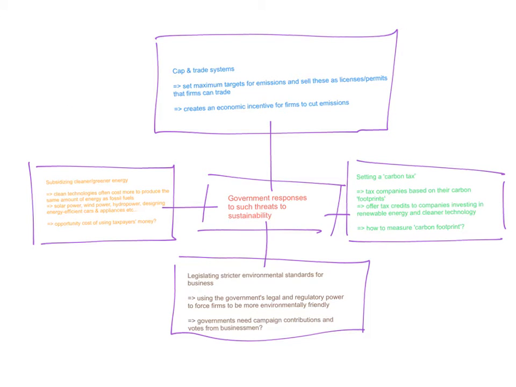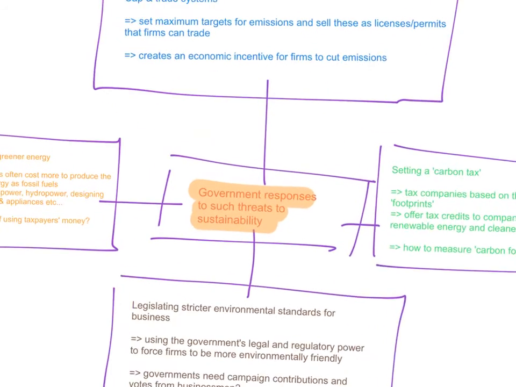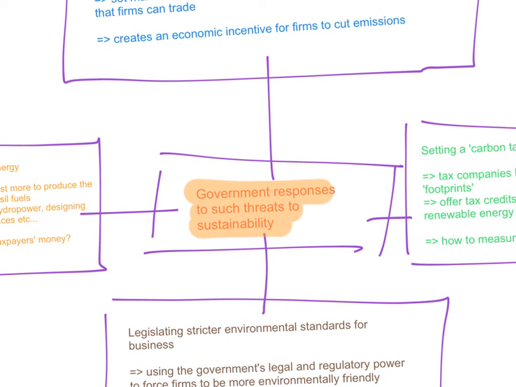Now, one of the learning outcomes in this part of the syllabus is to identify, explain and also evaluate the government responses to such threats to sustainability. So this is what we're going to be looking at in this slide. Now, some government responses to such threats to sustainability.